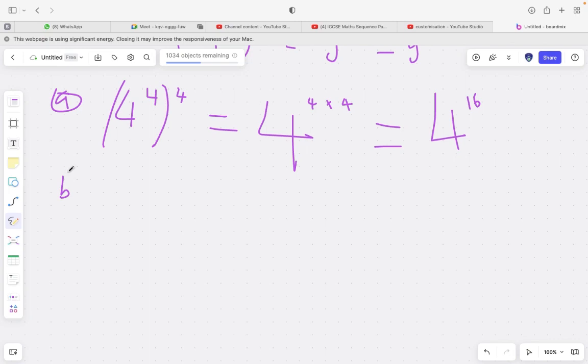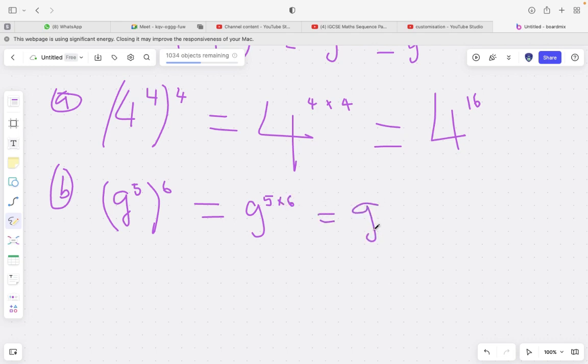Now let's take another example quickly. For B, let's say we have g to the power of 5, this is super easy. g to the power of 5, and then we close the bracket and raise to power 6. Because the two powers are separated by the bracket, it means you should multiply them. So you say 5 times 6. This will give us g to the power of 30, because 5 times 6 is 30.